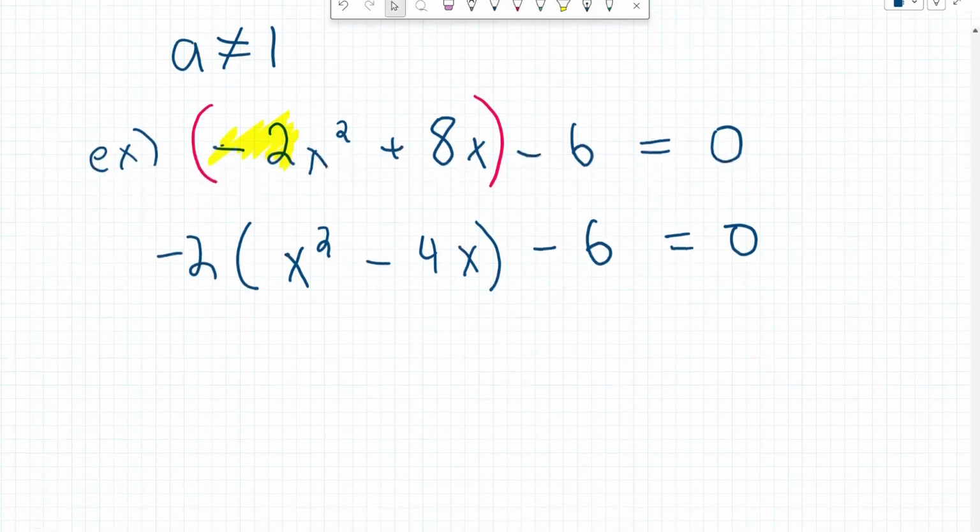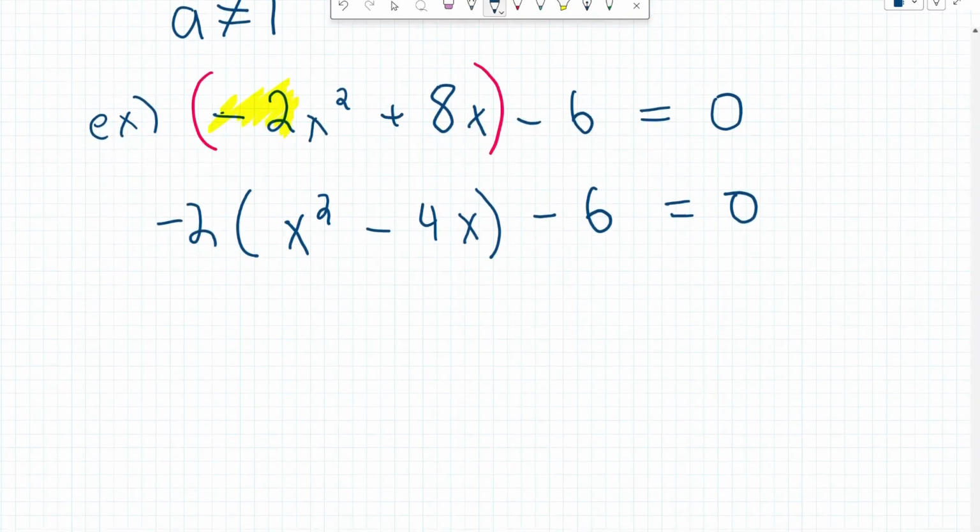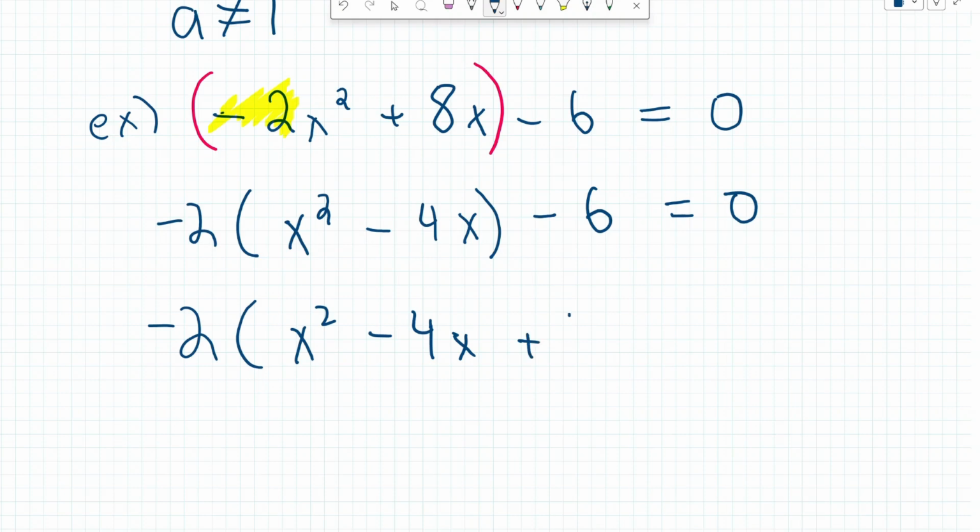Now we're going to go through the process of dividing this term by 2, squaring it, adding it, and then subtracting it. So let's do that together. We keep our x squared minus 4x. 4 divided by 2 equals 2, and 2 squared equals 4. So that means we're going to add 4 and subtract 4, and then we keep our negative 6 out here.